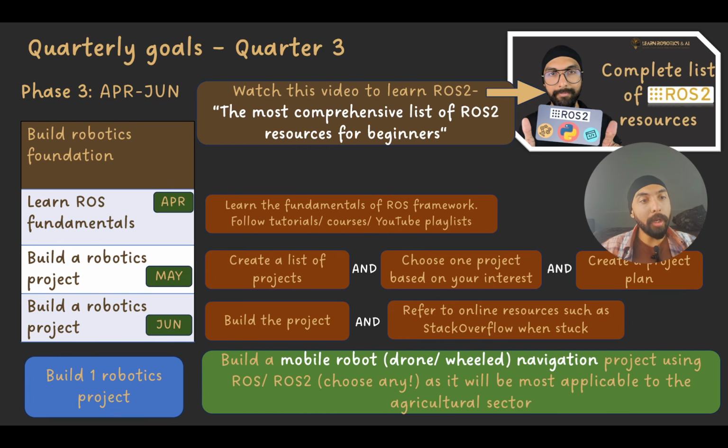And the third quarter is to essentially learn ROS fundamentals. As mentioned, you can watch my video titled The Complete List of ROS2 Resources for Beginners. And that would essentially give you a list of all sorts of ROS2 resources, tutorials, YouTube playlists, free and paid courses, everything you need to know about ROS2. Just stick with any resource that you resonate with and just start building a project, and build a mobile robot, drone, or wheel navigation related project, as that would be the most applicable to the agricultural sector.